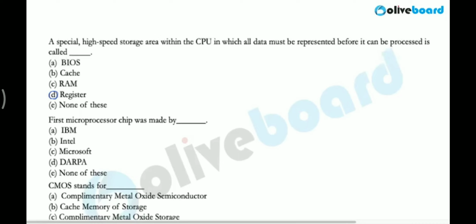Okay, so let's move to the next question, and it is, the first microprocessor chip was made by. It is asking for the company. Which company actually invented the first microprocessor? And we have just discussed that. The right answer for this question is Intel Corporation. Intel Corporation developed the first microprocessor chip. And what was that microprocessor chip? The chip was Intel 4004. Okay, let's move to the next question.